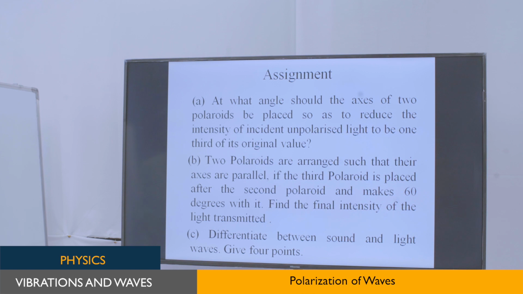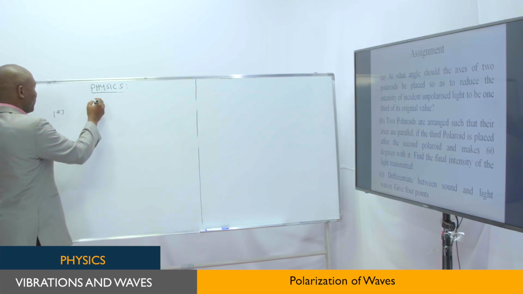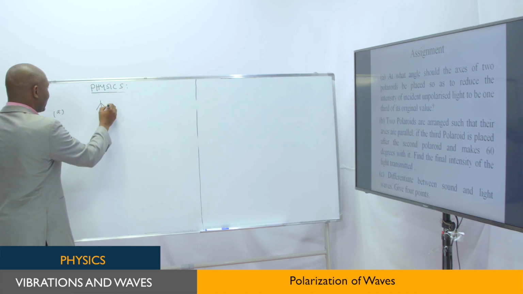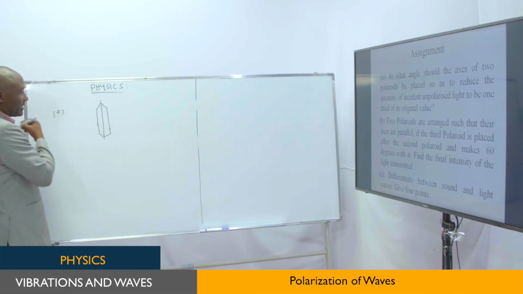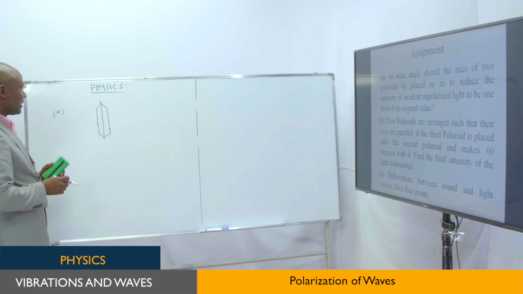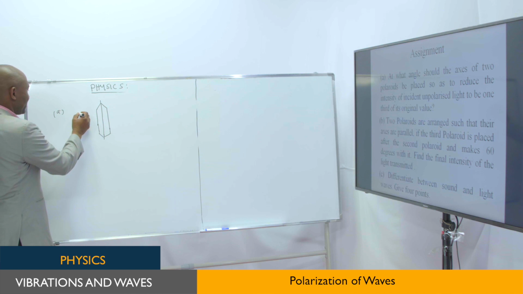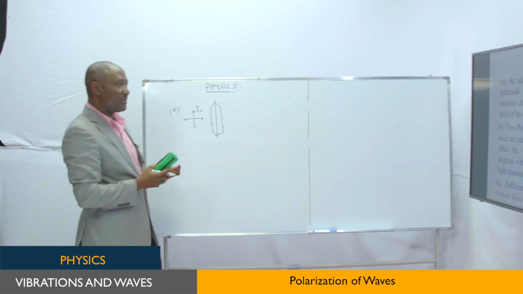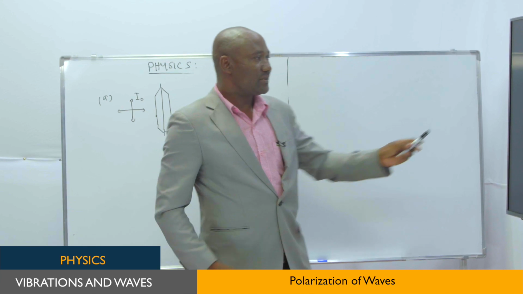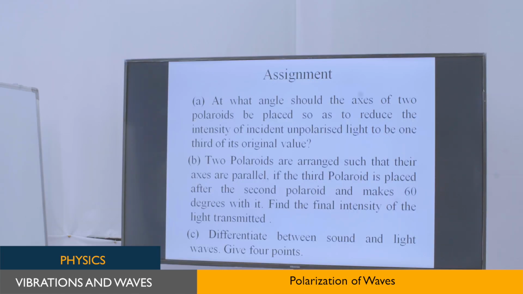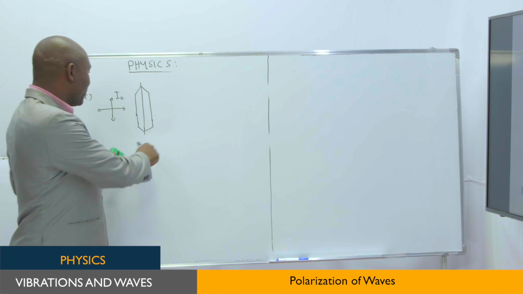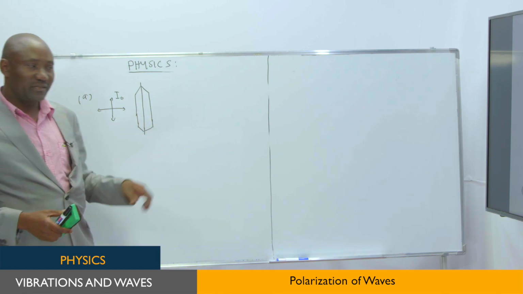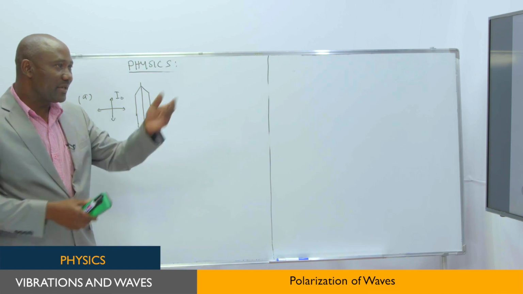Step number 1, you draw the diagrams. Let's consider the first polarity is at the left side of your board, and assume this is unpolarized light whose intensity is I, because the question is talking about the light falling on this one as unpolarized. It means it has vertical and horizontal components. And we know that this cannot be horizontal. If it's horizontal, the two axes will be at right angles, and the intensity will be 0.